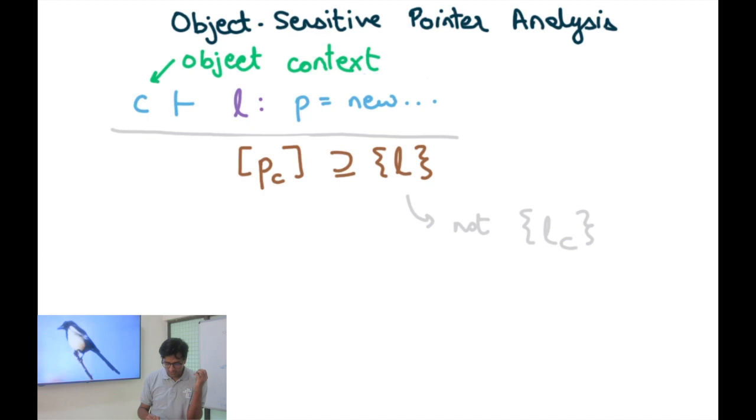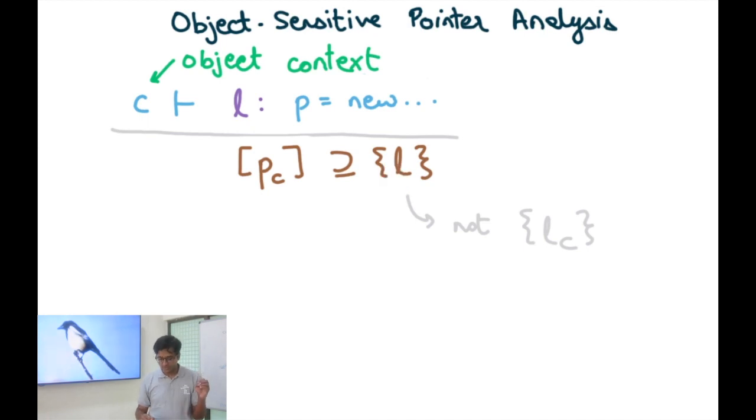In object sensitive analysis, because we are only keeping an object context of one, and the context itself is determined by the allocation site in the allocation site abstraction, we just say that the points-to set of P in context C, written P subscript C with these square brackets, must include this allocation site L.